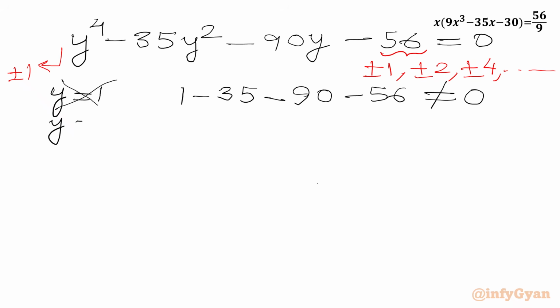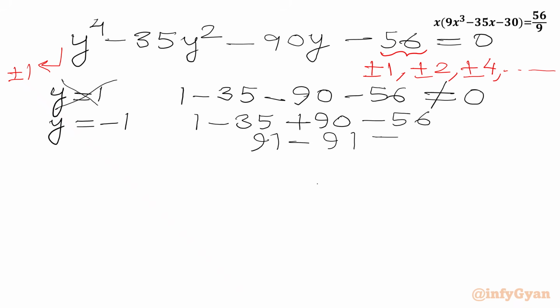Now we will check y equal to negative 1. Minus 1 whole power 4 is 1, minus 35 plus 90 minus 56. 1 plus 90 is 91, minus 35 minus 56 is minus 91. So yes, it is satisfying our equation. We will say y equal to negative 1 is our base solution for this quartic equation.